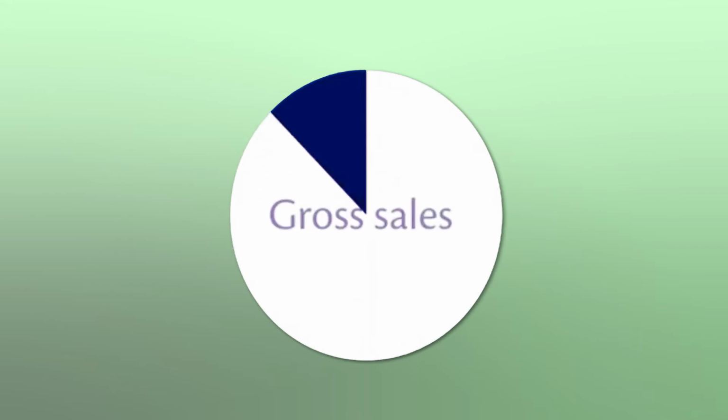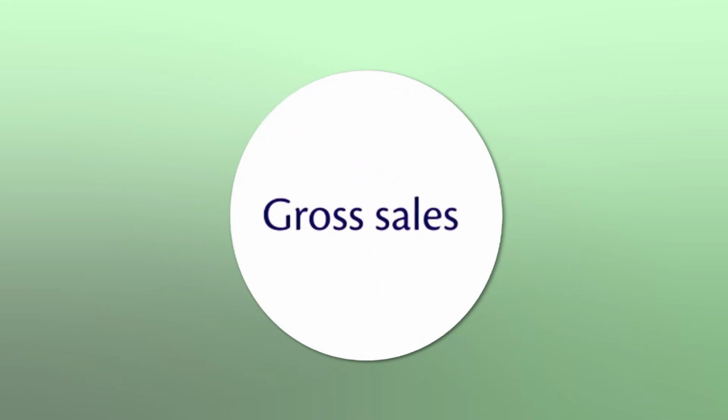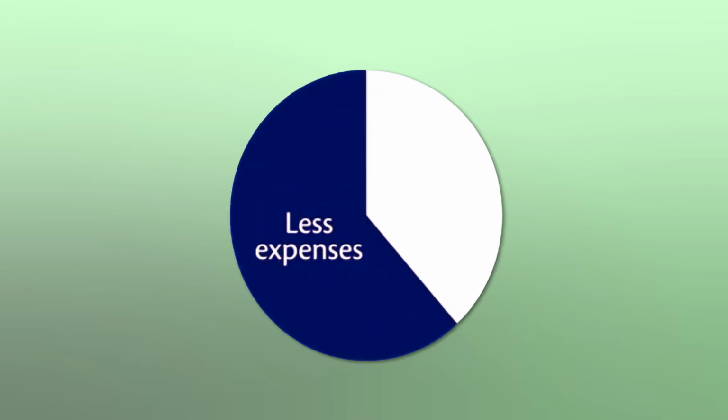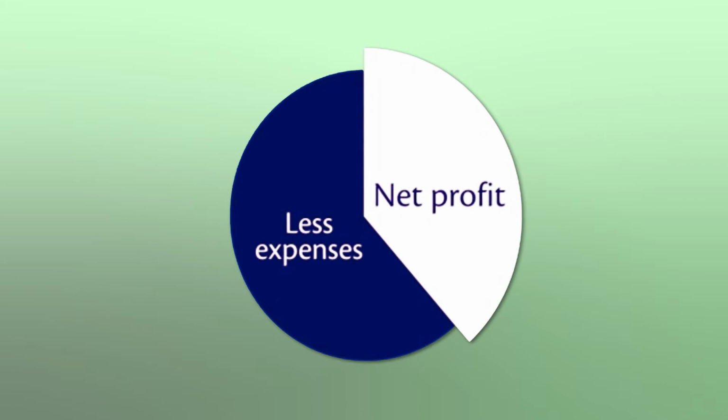When you complete your return, you record your gross sales for the year and deduct your business expenses. This will give you your net profit. You pay income tax on your taxable income, which will be your net profit plus any additional income.